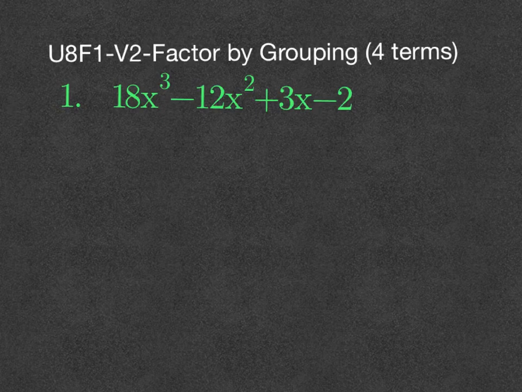All right, so this is Unit 8, Formative 1, Video 2, Factor by Grouping. And this one we're going to have groups of 4, so we're going to have polynomials that have 4 terms. Again, just like in the last video, you always look for GCF. So we want to look at 18, 12, 3, and 2 and see if there is a common factor that will go into all of them. And there's not a common factor, so what we're going to do is factor by grouping.